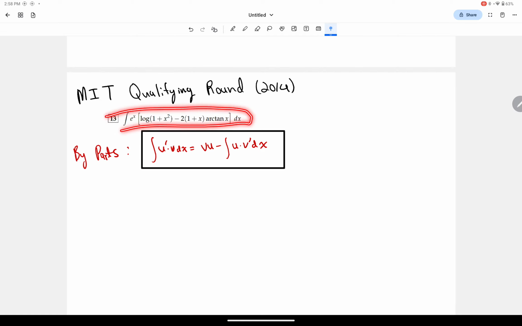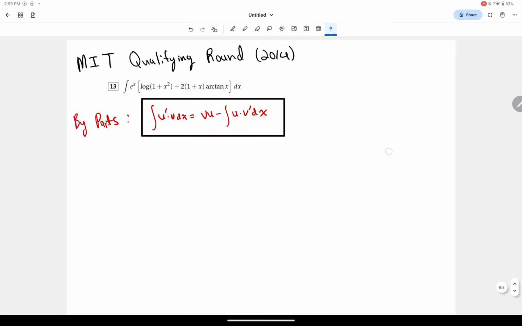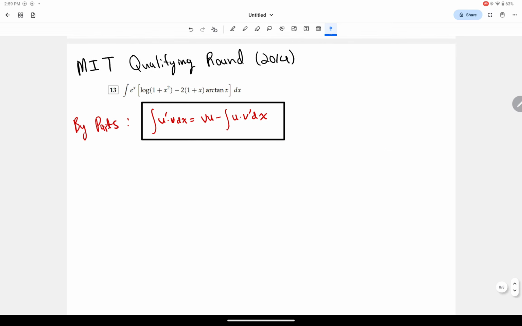So when looking at this problem, the first idea that came to my mind was using integration by parts, and here's the formula. Again, this formula is very easy to prove. I encourage you to try it out by yourselves. It's basically just a reversal of the product rule, and it's not too bad to prove. So here's the formula, and we'll be using it to solve this integral.